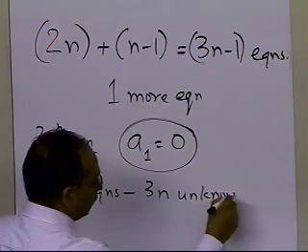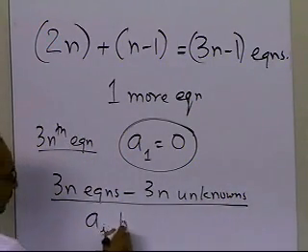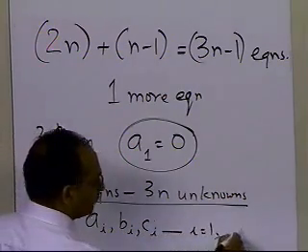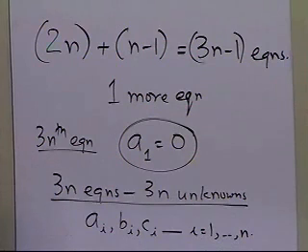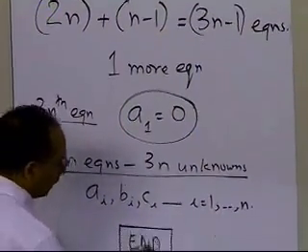So once I have 3n equations and 3n unknowns, I solve for all the a sub i's, b sub i's and c sub i's, and then I can use those to interpolate at any point I want to. And we'll do an example in the next segment to illustrate that. And that's the end of this segment.